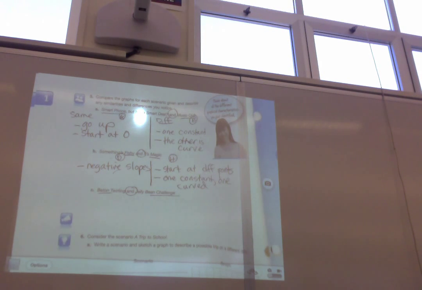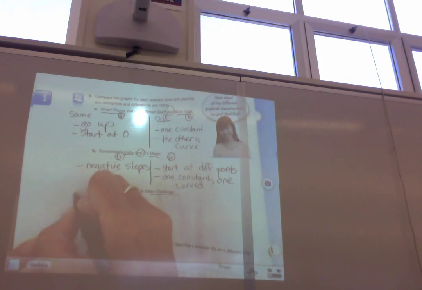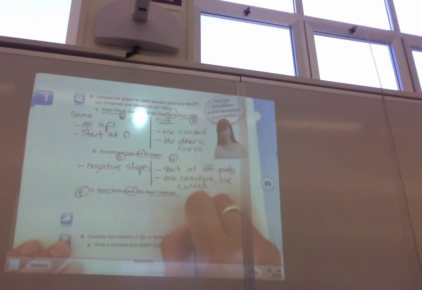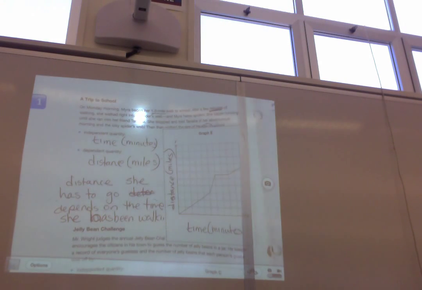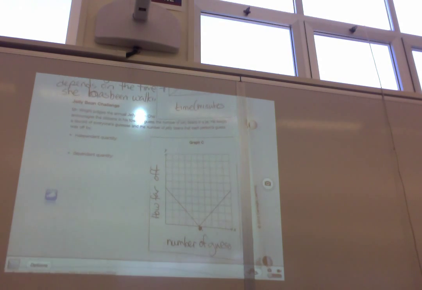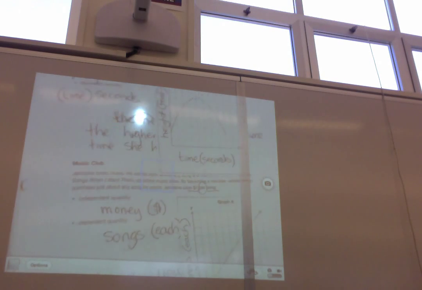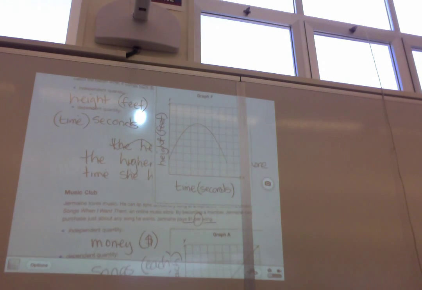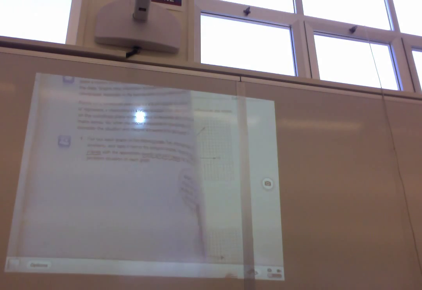Baton twirling and jelly bean. First of all, what were your letters? Jerry? F and C. I might not have those in the right spot, but okay, here's C, and here's F. All right. What can you tell us about F and C?